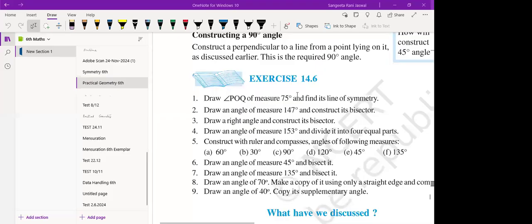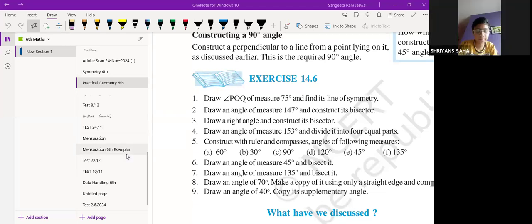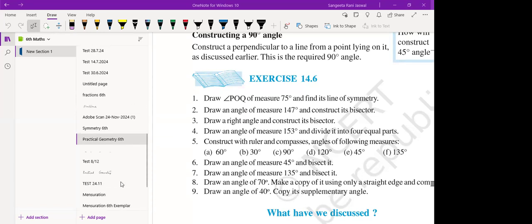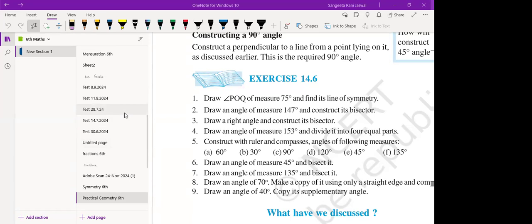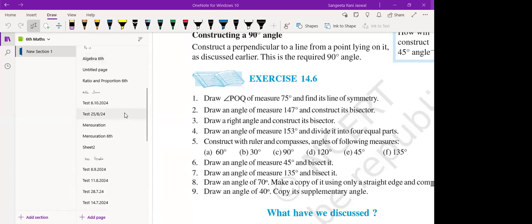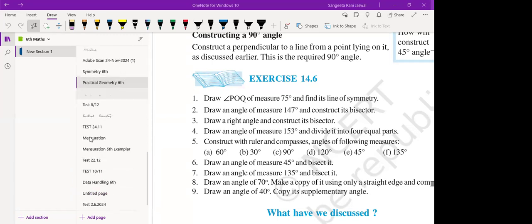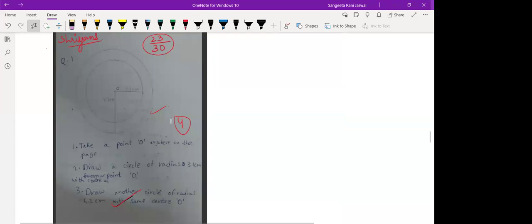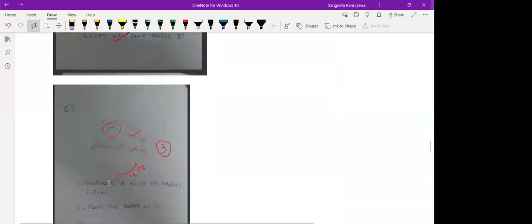Okay. So before I start anything, I just want to show you, Shreyansh, your test paper, okay? Just now I was checking your paper. Where is the paper? Just let me check. See, Shreyansh, your marks are 23 out of 30. The first question is correct, okay? Second question is also correct.